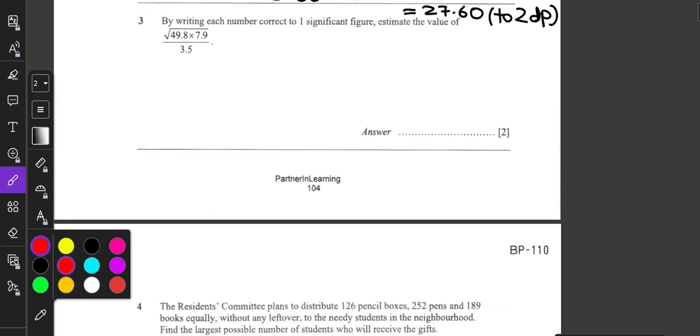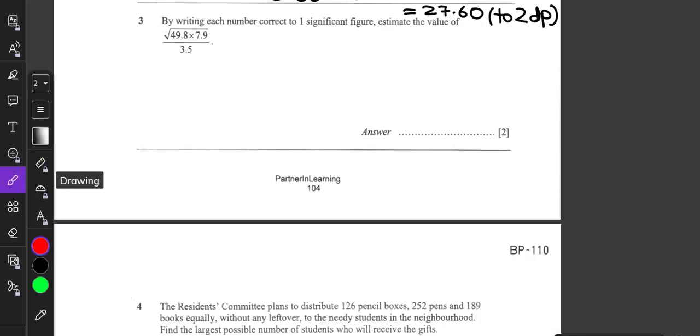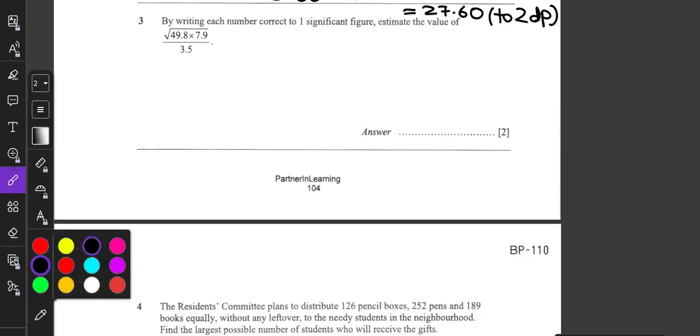Question number 3. By writing each number corrected to one significant figure, estimate the value of 49.8 times 7.9 over 3.5, all under a square root. You should know the definition of one significant figure; you should have learned this before. Anything that has a 0 at the start will not be counted as significant. All other digits, including a 0, will be significant.